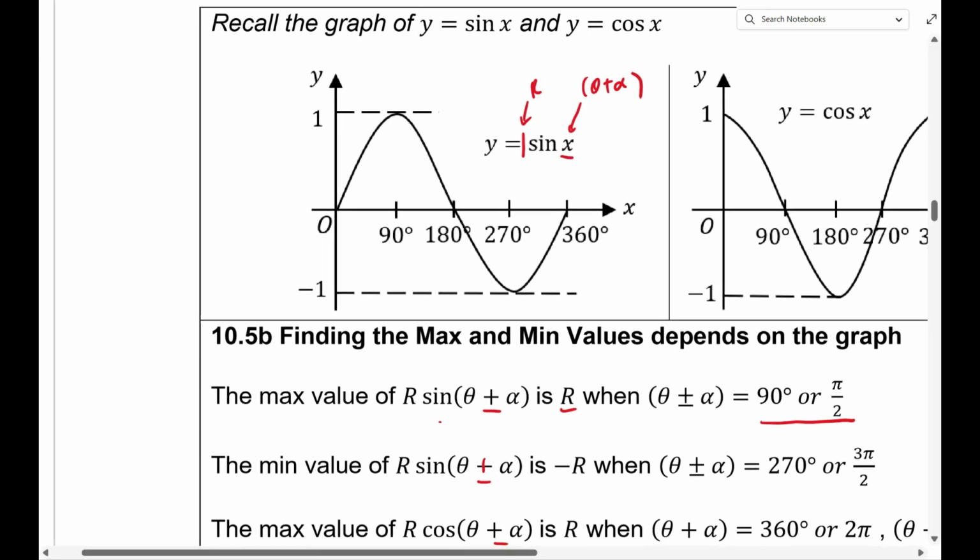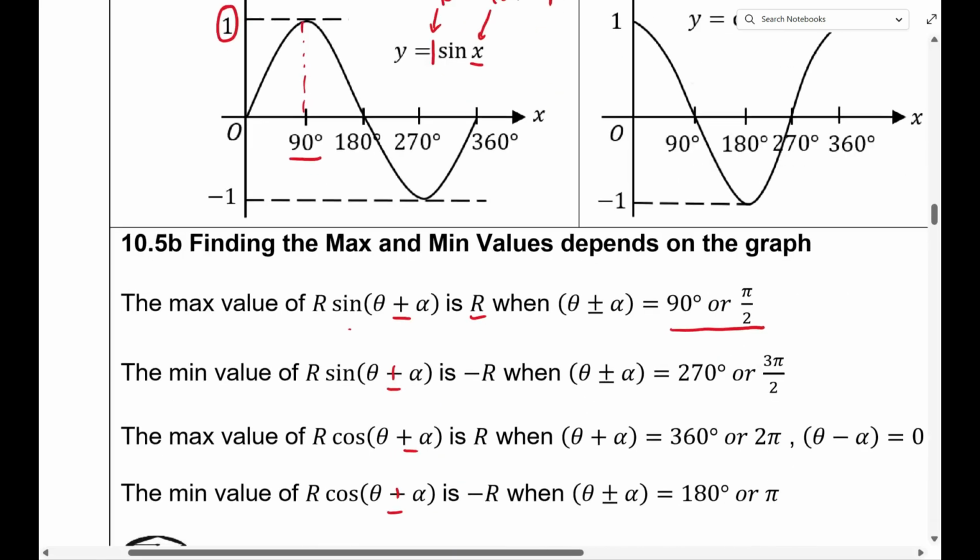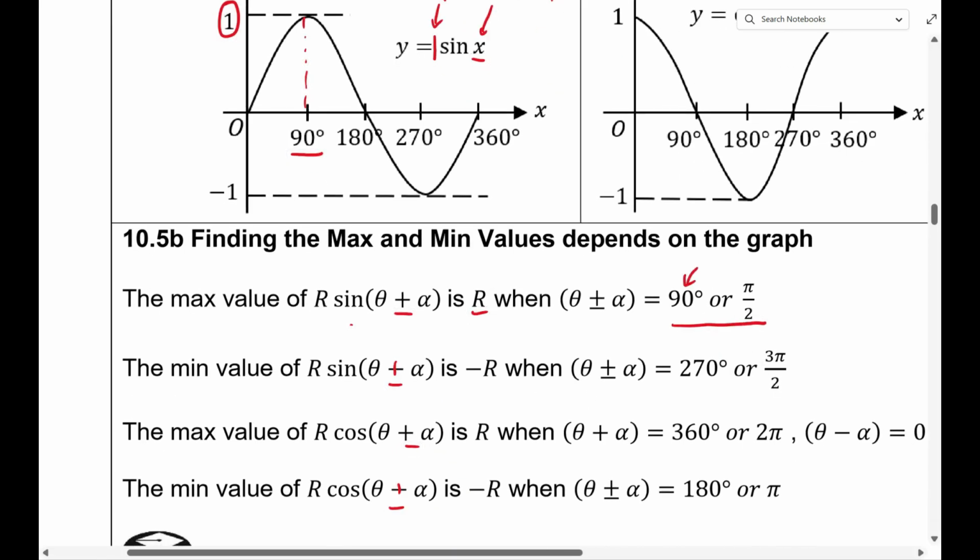Knowing that our r is 1, looking at our sine curve, we'll see that our maximum value is also 1. Therefore, the maximum value is equal to 1, which is equal to our r. Now, when does this maximum value occur? If you trace down, you'll see that it occurs when theta plus alpha, or x, equals 90 degrees. That's how we get 90 degrees here. Now this is in degrees, and pi over 2 is just in radian.